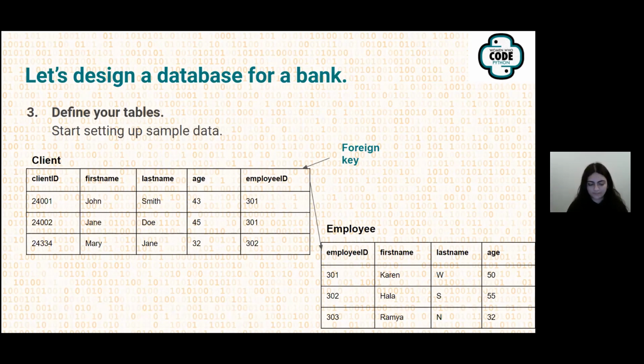Rather than writing down John Smith, age 43, employee Karen, her age, and having so many different records of all her information, it simply stores the ID of the person who handled John. And the same thing goes for Mary. Here, Mary was handled by me, so by ID 302, and obviously it also points to the employee ID in the employee table. So this is a foreign key.